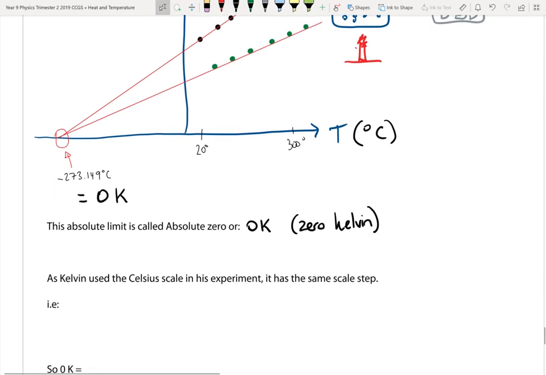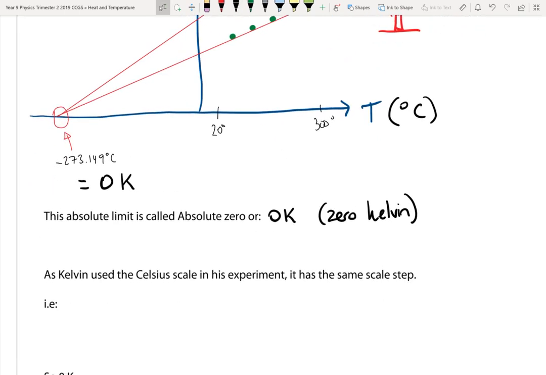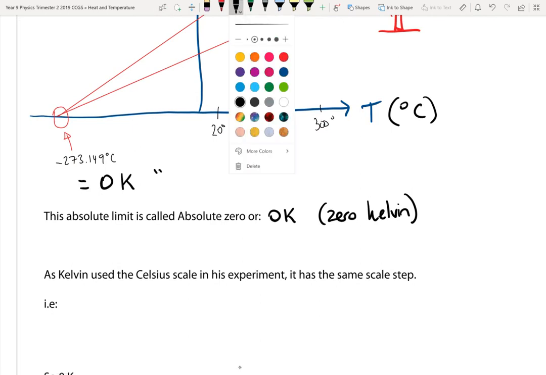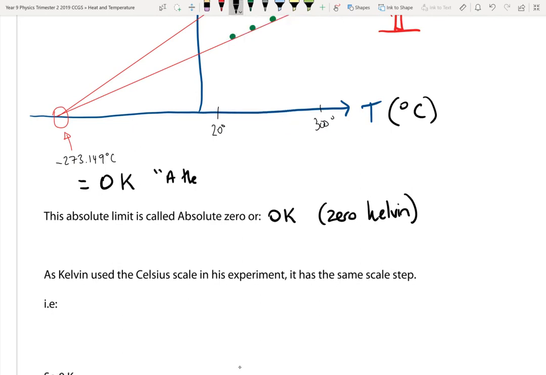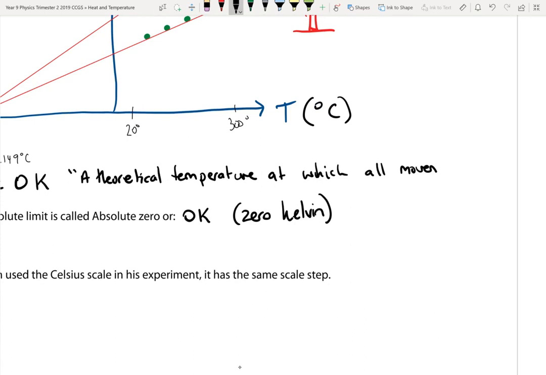So, could we please write, again, if you have the room here, it is a theoretical temperature at which all movement ceases to exist. All movement stops. Why is it theoretical if it's true? Well, I'll tell you in just a moment.